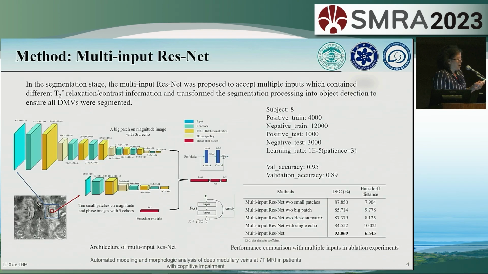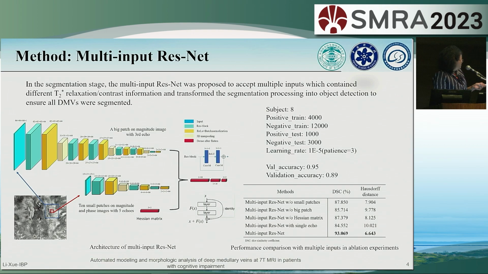The GRE images have 5 echoes, so the multi-inputs have the 5 magnitude. The small patch includes 5 magnitude maps and phase images from the 5 GRE echoes in GRE images. And a large patch on magnitude image on the 3rd echo gives us more spatial localization. This Hessian matrix can define this judgment for the vessel.